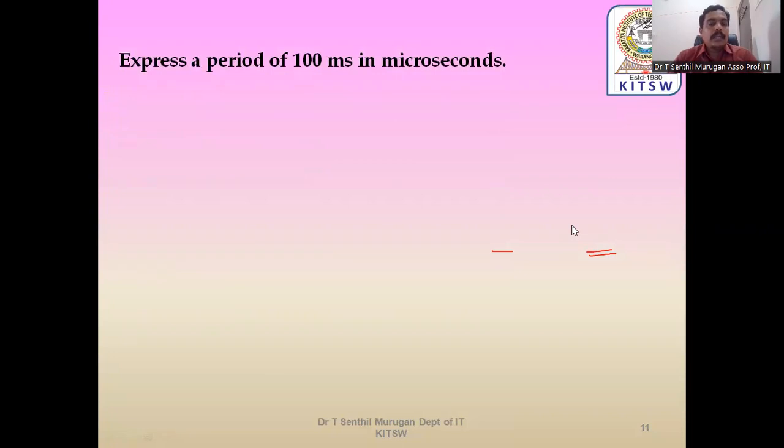So now another question. Express a period of 100 milliseconds in microseconds. How can we say microseconds? Microseconds means 10 power minus 6 seconds. That you have to remember. What is the time they have given? They have given 100 milliseconds. What is 100 milliseconds? 100 into milliseconds means 10 power minus 3 seconds.